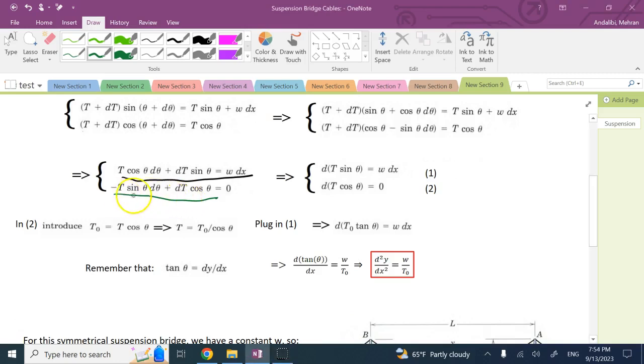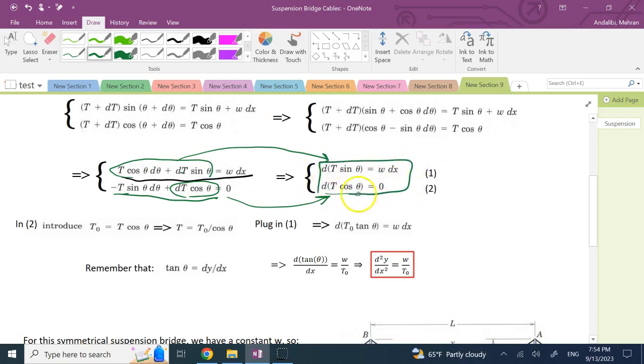So now this term here, this bottom term, I can write it as d of t cosine theta equals 0. Why? Because you know this is a product. D of a times b is d of a times b, which is dt cosine theta, which is this guy, plus the first one, which is t times d of cosine theta. D of cosine theta is what? Negative sine theta d theta, which is this guy. So I can rewrite that whole thing as this one. And the top one, this whole term, again, can be written as d of t sine theta equals w dx.